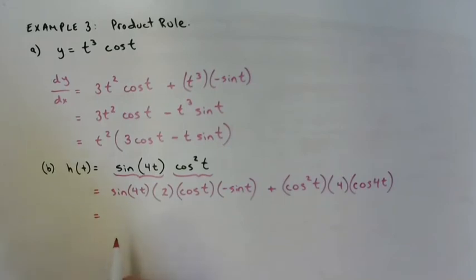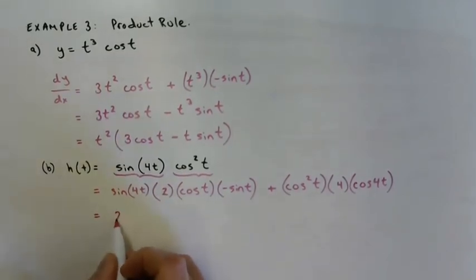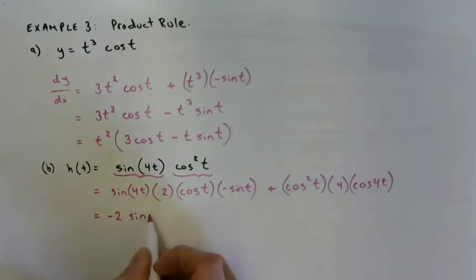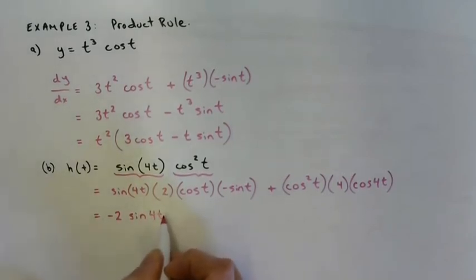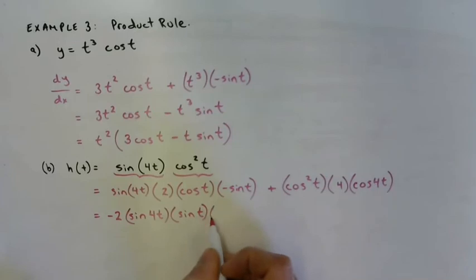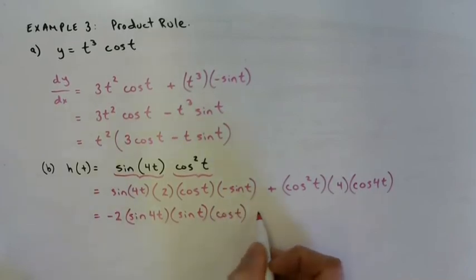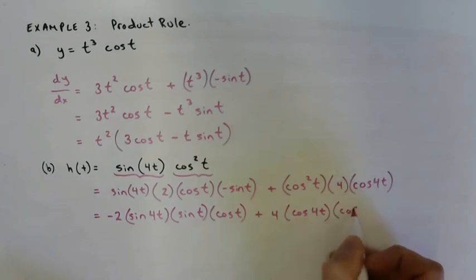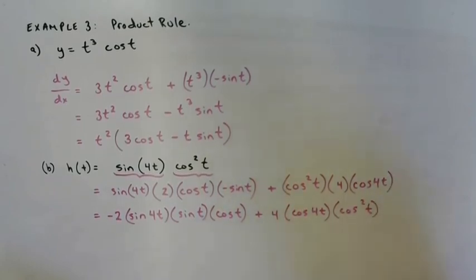So now we can simplify. Here we have 2, we have a negative factor, so we have negative 2 times the sine of 4t times the sine of t. I'm just going to put them all in brackets so it's easier not to mix them up. Times the cosine of t. Over here, we have 4 times the cosine of 4t times the cosine squared of t.